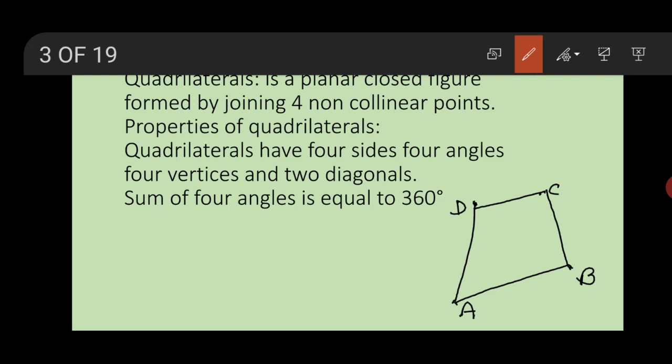Now, what are the properties of a quadrilateral? It has four sides and four vertices and four angles, and also two diagonals. And we know the sum of four angles is equal to 360 degrees. Right? Now write down in the figure, ABCD is a quadrilateral.